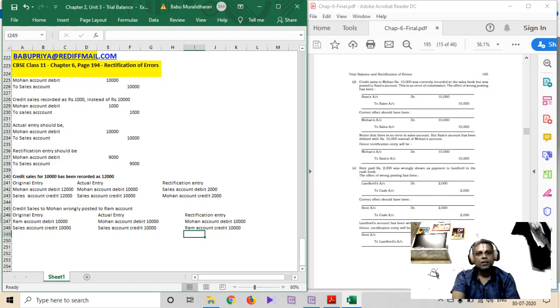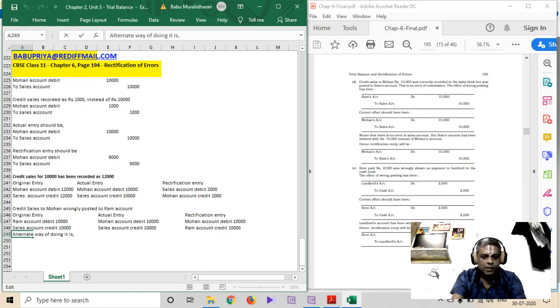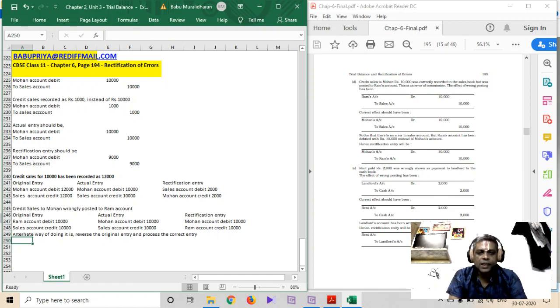Again, an alternate way of doing it is to reverse the original entry and process the correct entry. This is also a right way. When we say reverse the original entry, we will say sales account debit 10,000 and Ram account credit 10,000. This will reverse the original entry.